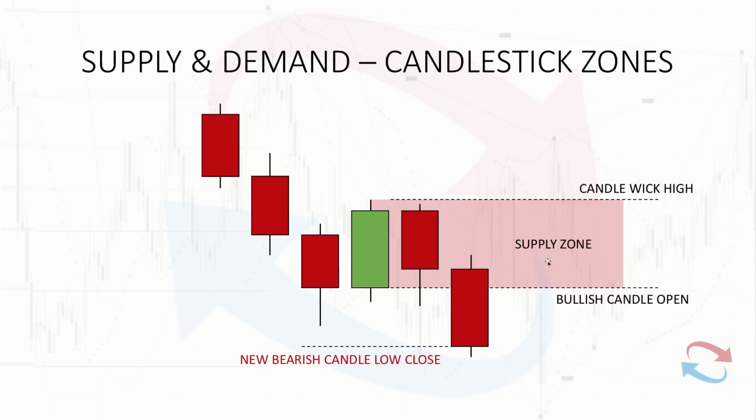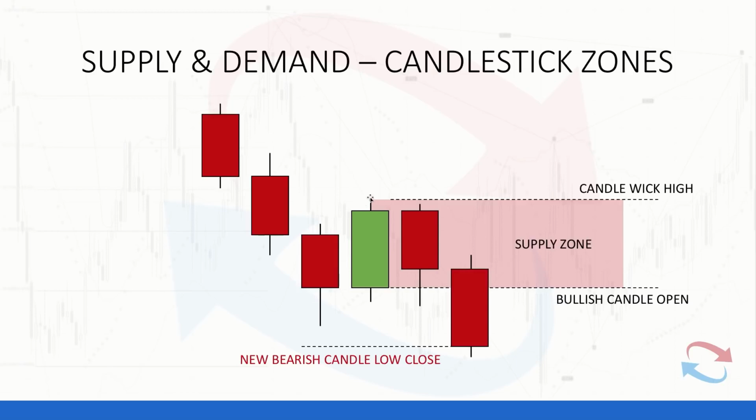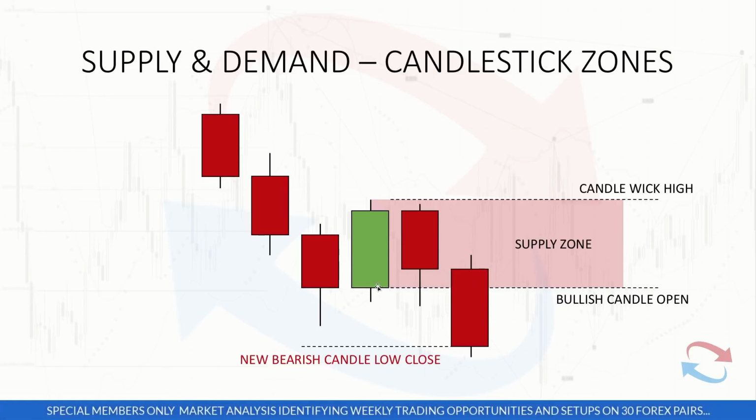And then we draw our supply zone from the bullish candle's open price into the swing high. Wherever the candlestick wick is highest, in this case on the bullish candle, whatever candle wick high is highest, that's where we draw the top of the supply zone. But it starts from the bullish candle's open price.